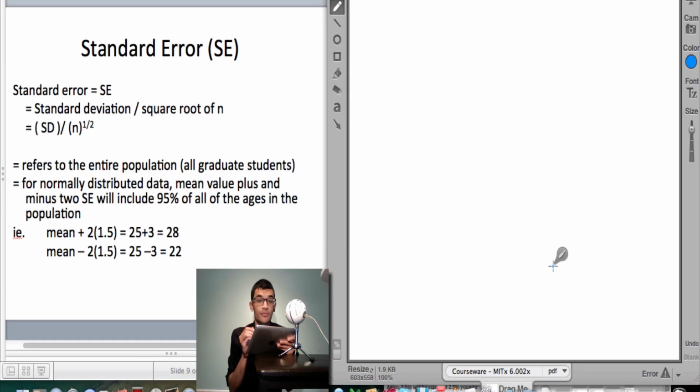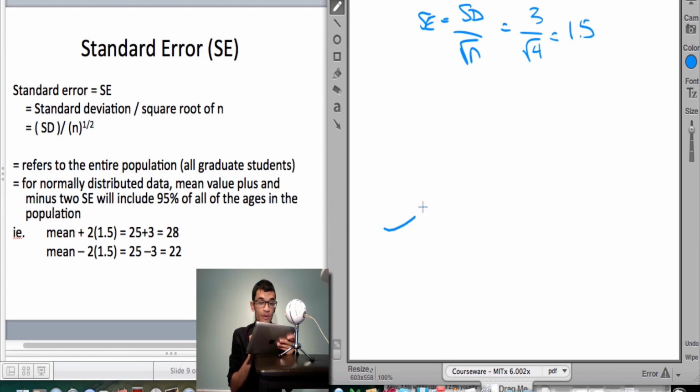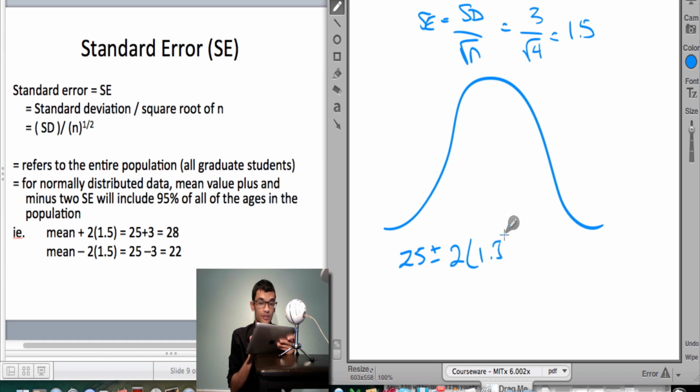Standard error is interpreted somewhat similarly. However, it refers to the population that we are studying here, so that would be all grad students. Standard error is calculated as standard deviation divided by the square root of n observations. So if we take our standard deviation, 3, over the square root of 4, that's going to be 3 over 2, so our standard error is 1.5. Then we take our standard error and multiply it by 2, add to the mean, and the same on the other side. And for normally distributed data, we expect 95% of the population will have an age between 22 and 28. And again, 2.5% will be older and 2.5% will be younger.